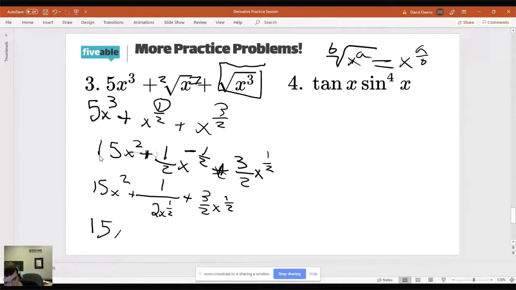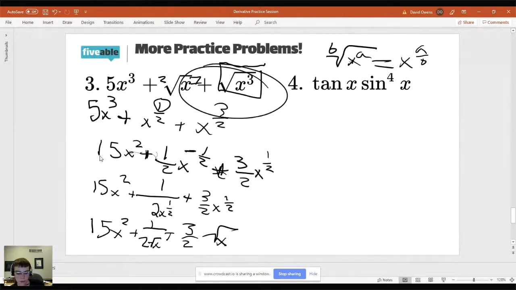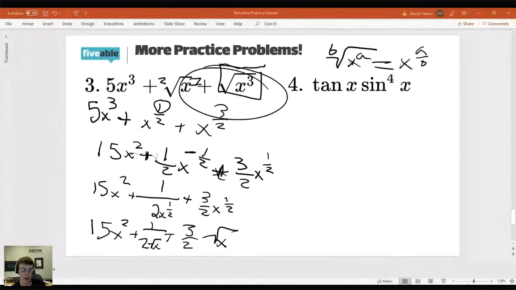Now we might want to turn those back into roots. 1 over 2 times x to the 1/2 would be 2 root x plus 3/2 times the square root of x. So that's how you would simplify this initial function up here. And so that's just another one of your big rules. If you can convert these big complicated roots into things that are easier to do, do it. So change that into a power rule.